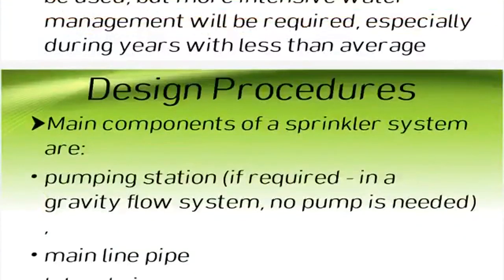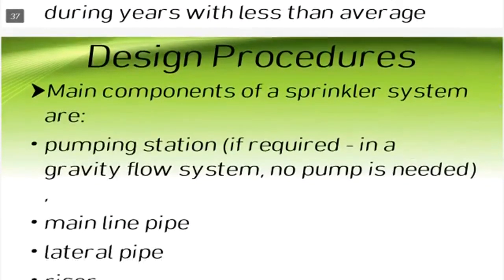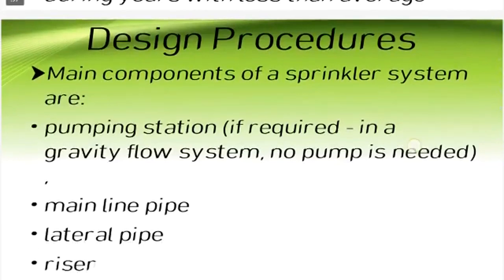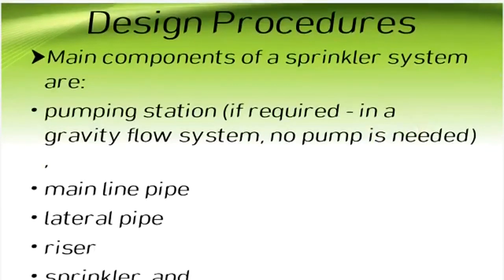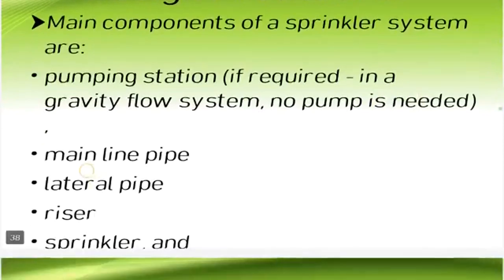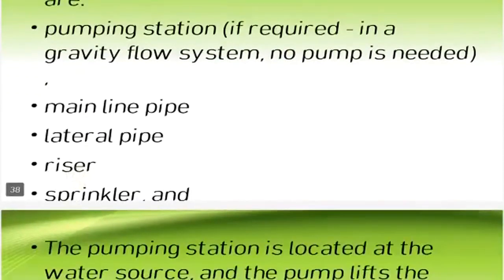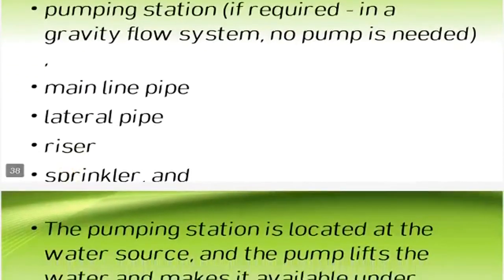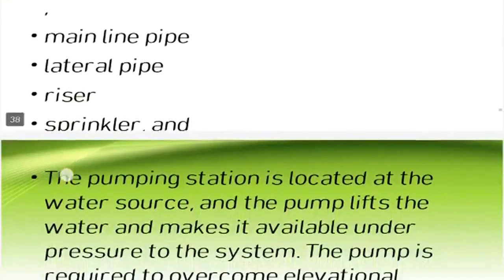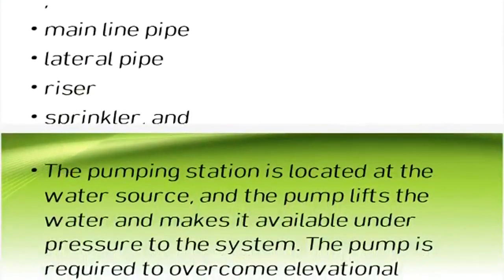Design procedures. The main components of a sprinkler system are: first, the pumping station, if required. In a gravity flow system, no pump is needed. Then the mainline pipe, lateral pipe, riser, and sprinkler.